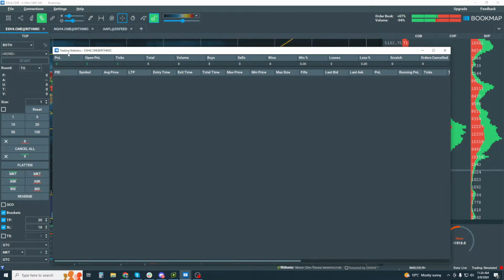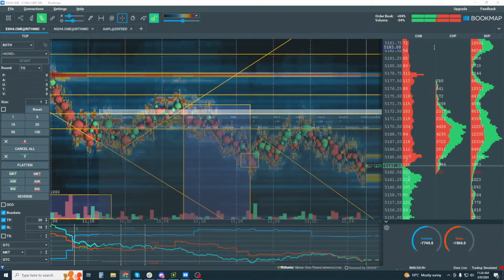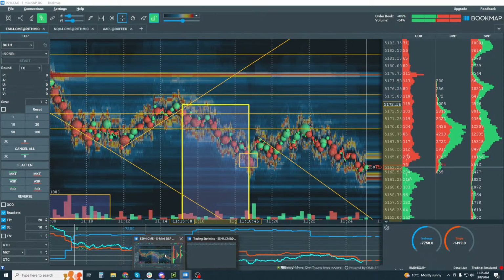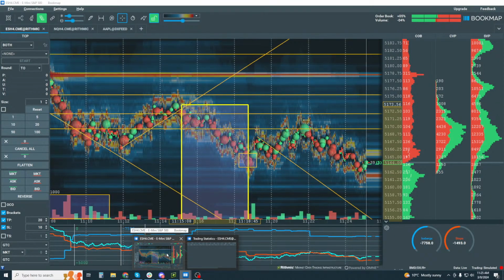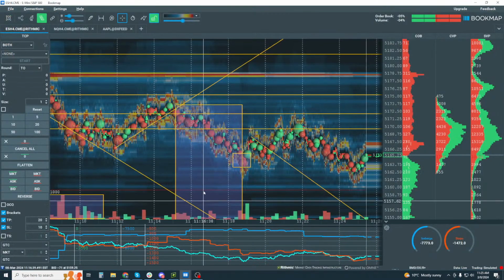You will need to have this open. Do not close this window. Just minimize it. And then you can see down here under Bookmap, if I click on it, it opens up my Bookmap here and my trading statistics here. If you trade multiple instruments like the ES and the NQ and some stocks, you will need to open up the trading statistics add-on for each one. That's how it works.